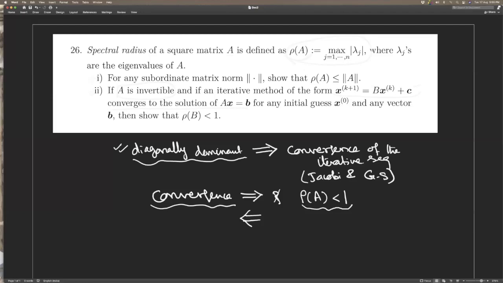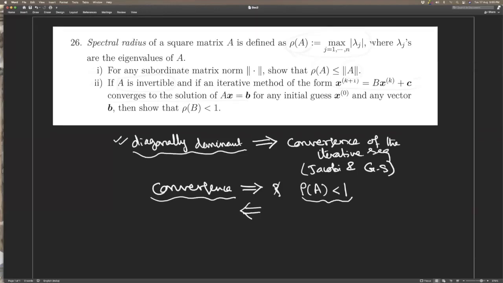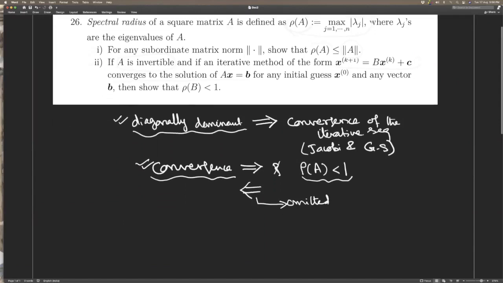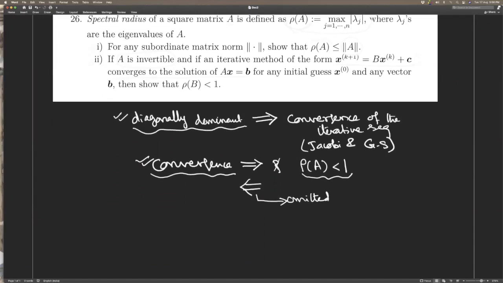Part 1 of the problem says that you take any subordinate matrix norm, apply it on a matrix, and its value will surely be greater than or equal to the spectral radius of the matrix. Let us only prove the necessary part, and the sufficient part will be omitted for our course. Let us see how to prove the second part of this problem.